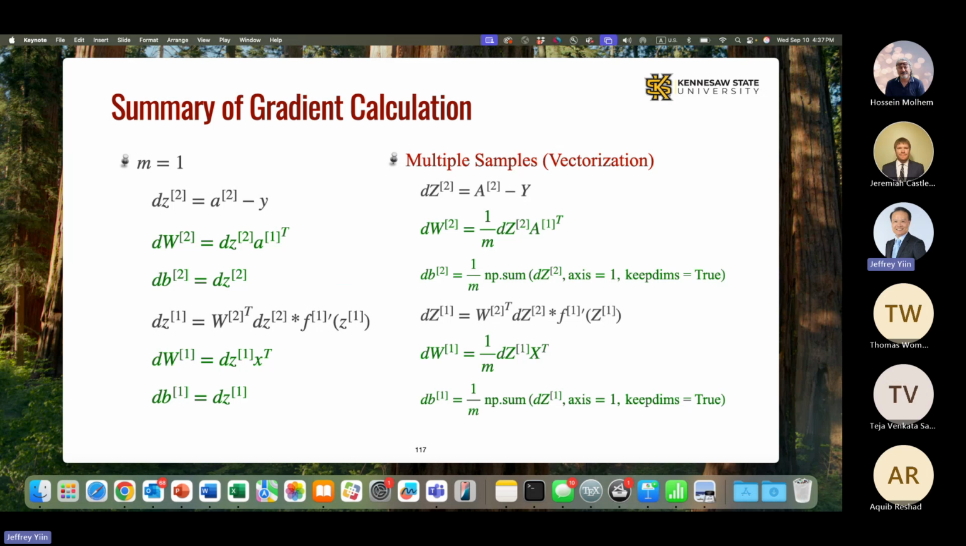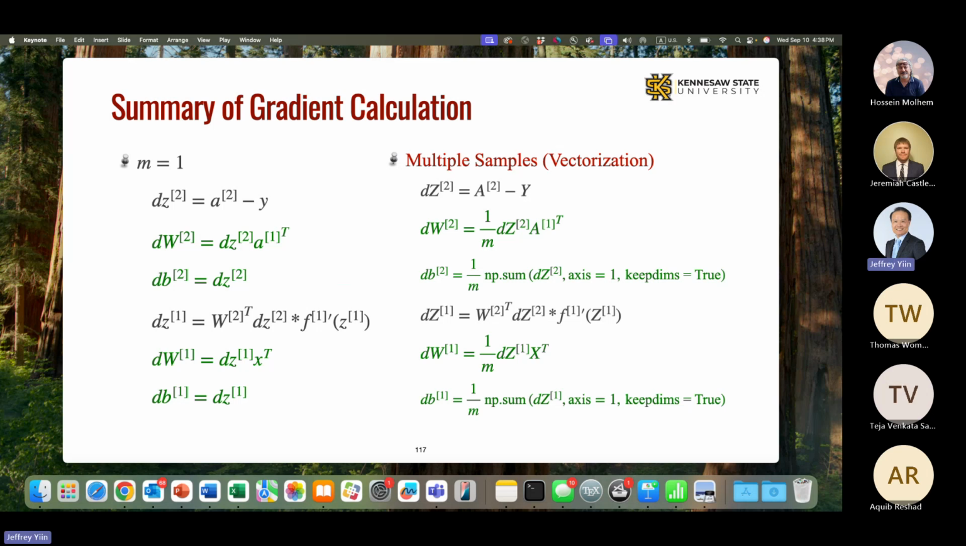Now, there are some interesting variations, right? But if you just look at one at a time, from left to right, DZ2 doesn't change. It's still the same format. It's just extended to multiple samples. DW2 does have an additional normalization factor because we are talking about multiple samples. DB2 is a little bit tricky. I will explain it together with the derivation later.